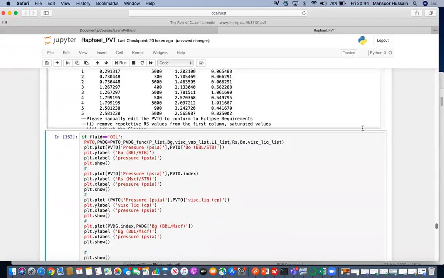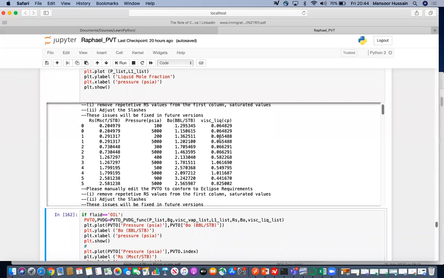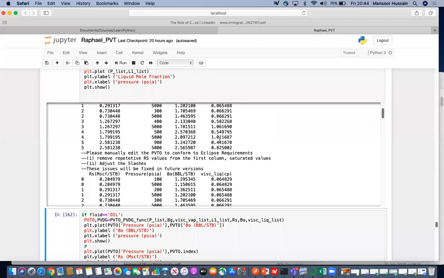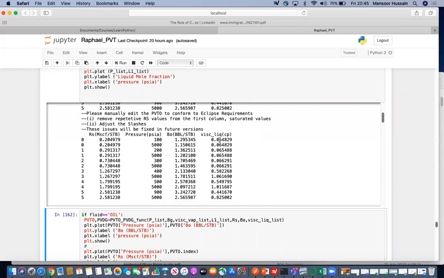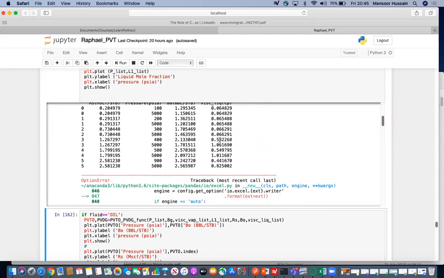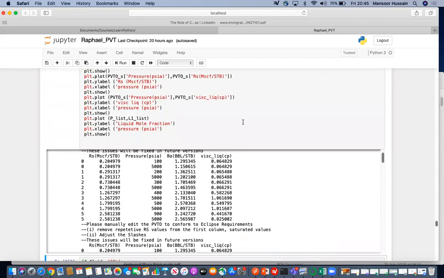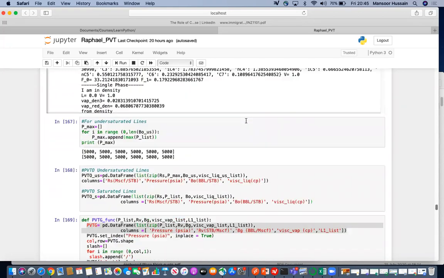So now we've run it for the gas. It's given you the PVTG table, and you can see that it's giving you values at saturated and undersaturated conditions. The first line is saturated, the next is the corresponding undersaturated. Sorry, this is PVTO, and then this is PVTG. I think I need to rerun all the functions.